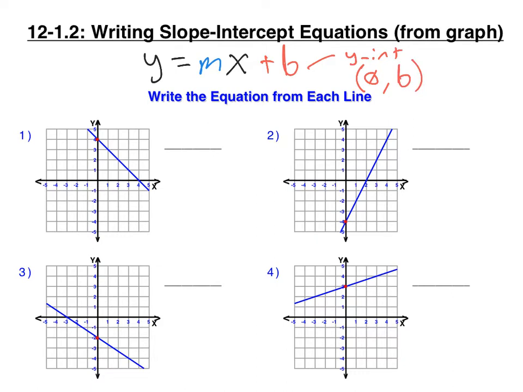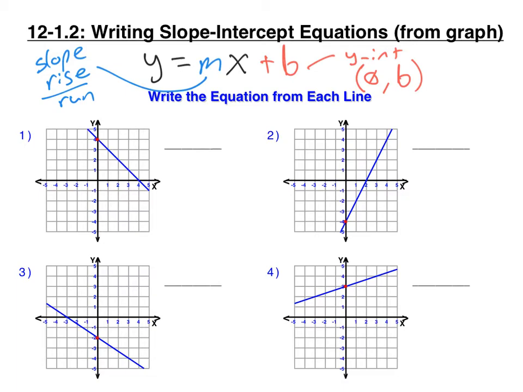What's the m stand for again? Slope. And on a graph, what ratio is it? Very good. Rise over run. So we need these two things to make the equation. To write this equation, we have to have a y-intercept and we have to have a slope. We can get both of these from the graph. So we replace these letters with numbers and we'll have an equation.